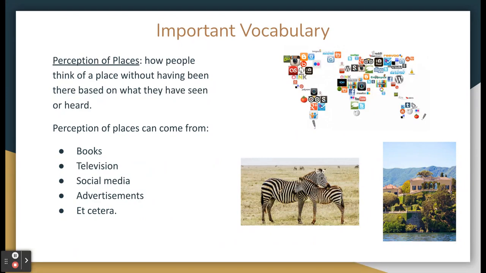Perception of places are how people think of a place without having been there, based on what they have seen or heard. Perception of places can come from books, television, social media, advertisements, and more. For example, if you watched a movie with a setting based in Paris, you might have a perception of Paris without having been there.